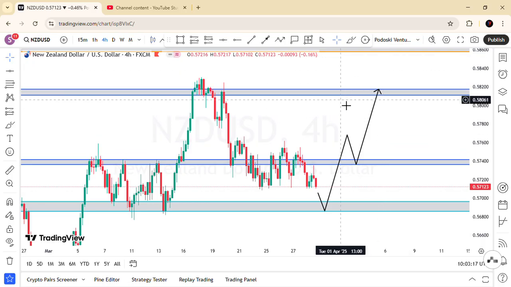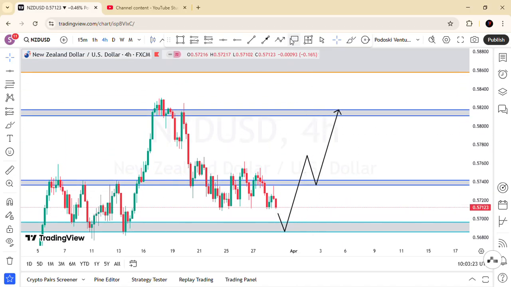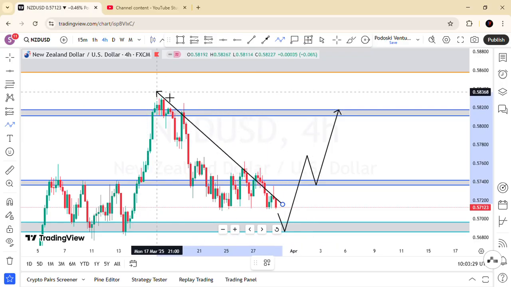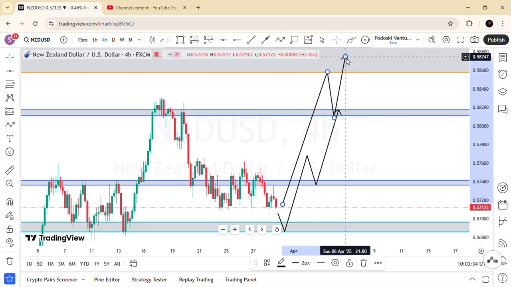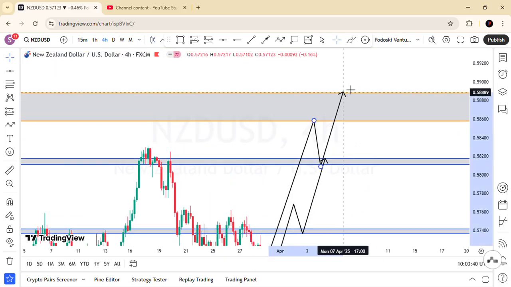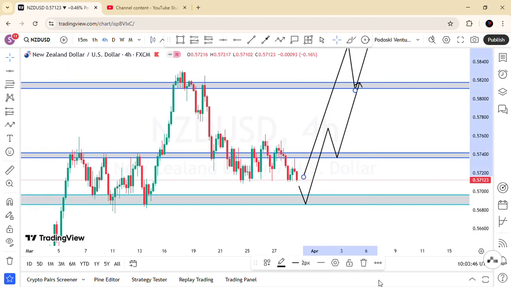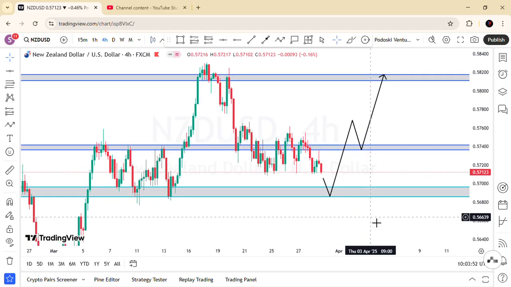If price doesn't drop to the daily zone, then we are going to wait until price breaks out of the 4 hour zone here, the higher high. We are going to wait for price to break out of here before we look for opportunities. If price doesn't tap here, you wait for price to break out of here before looking for opportunities to buy all the way to the upside, because we are in a bullish market. So yeah, that's all on NZDUSD.